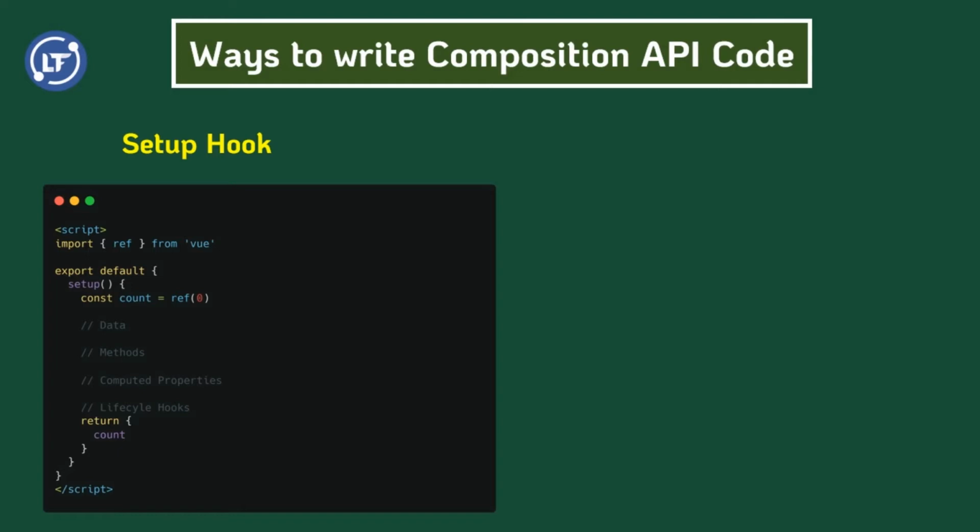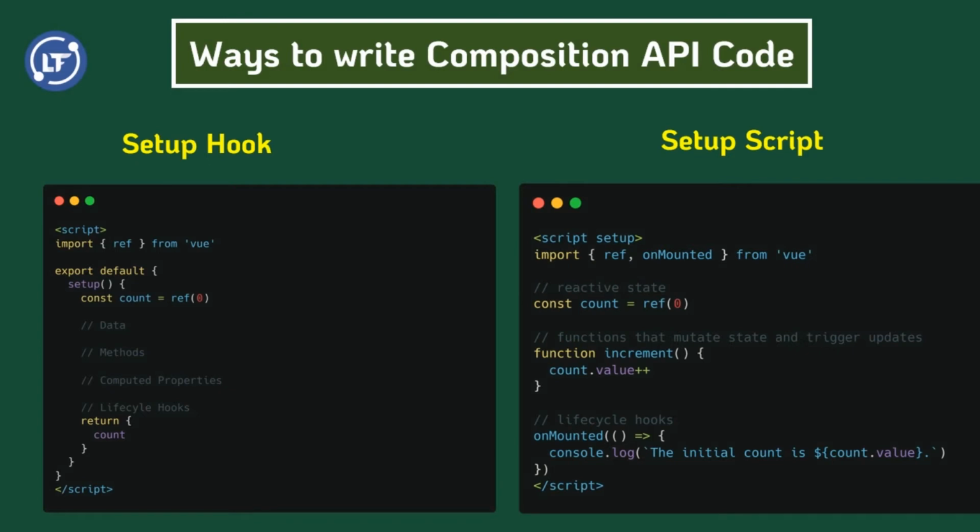The second way is what I call the setup script. I don't know if this is the official name for it, but this is what I call it, and it looks something like this. Now, we don't have the setup function, but we have this particular setup keyword which we add to our script tag. Now, without any further ado, let's take a closer look at the composition API and see how we can write it and make use of it.